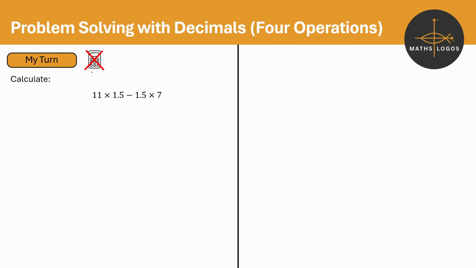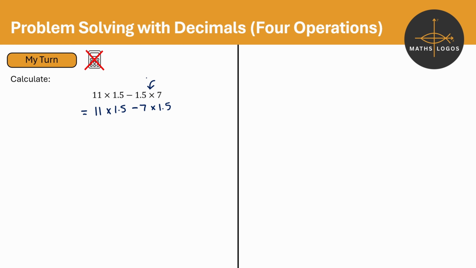For the next question, we're not able to use our calculator. It says calculate 11 multiplied by 1.5, subtract 1.5 multiplied by 7. Now, there is actually a clever way to do this. I don't have to go ahead and work out manually what 11 multiplied by 1.5 is and do the same for this. There's actually a clever way to do this. I'm doing 11 multiplied by 1.5, and then I'm taking away 7 lots of 1.5. I can rewrite this calculation as follows. 11 multiplied by 1.5, subtract 7 lots of 1.5.